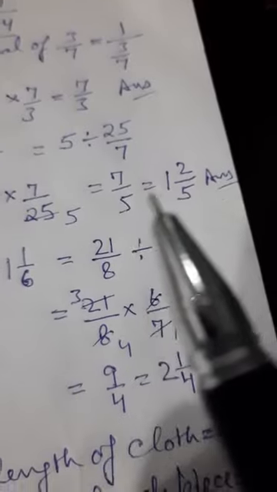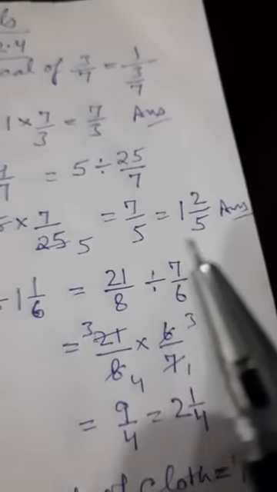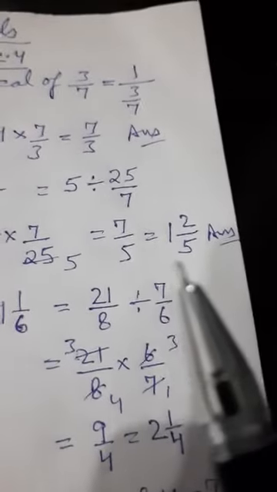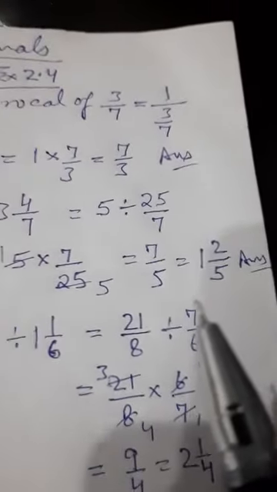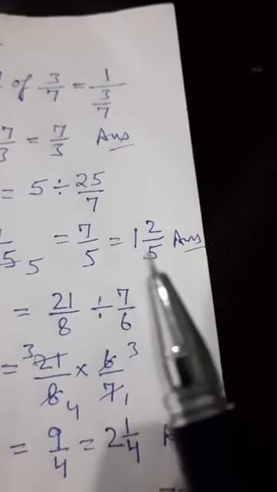But never leave your answer in an improper fraction. You must convert into a mixed fraction whenever you get an improper fraction. So the final answer is 1 whole number 2 upon 5.